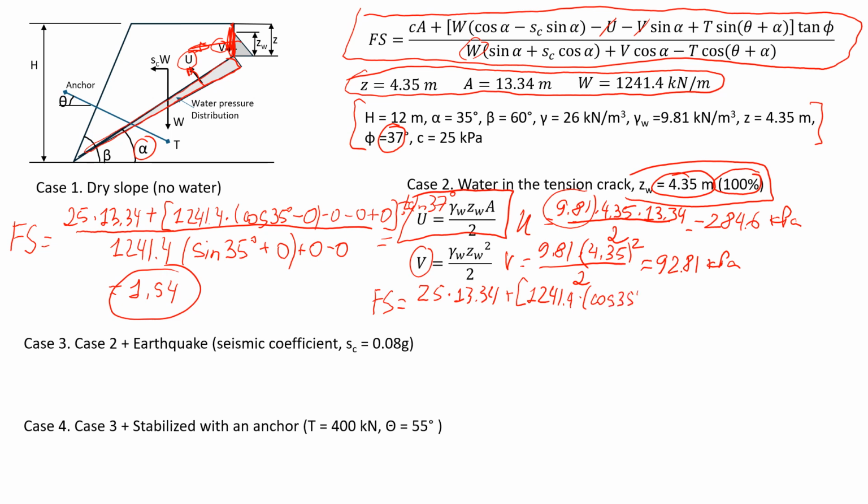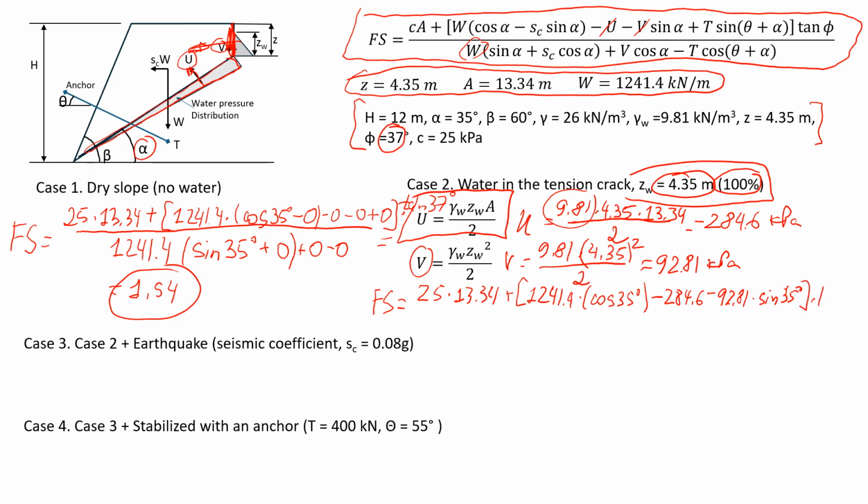times cosine of 35 degrees. So we still have no seismicity, so it will be 0, right? But now we have water pressure. We're going to subtract the value of U, which is 284.6. Then we're going to subtract value of V, which is 92.81 multiplied by sine of 35 degrees, which is the inclination of the failure plane. We have no T, there is no anchors yet, so that will be 0.